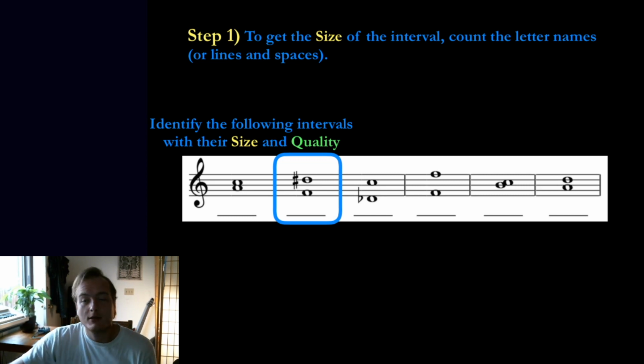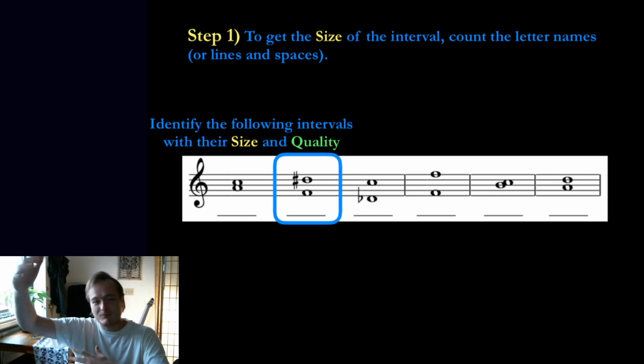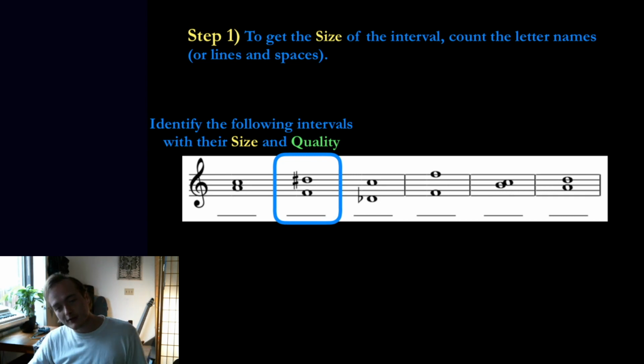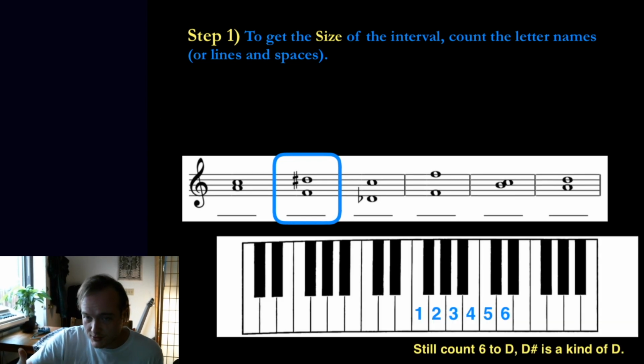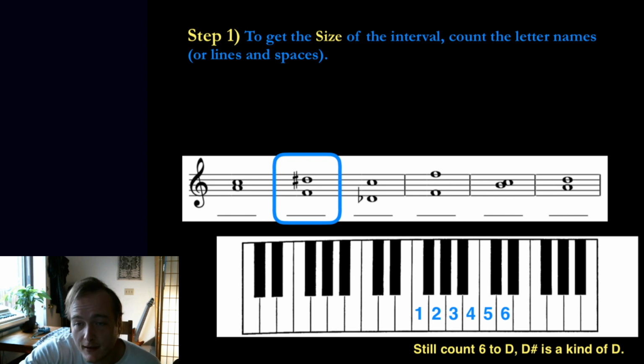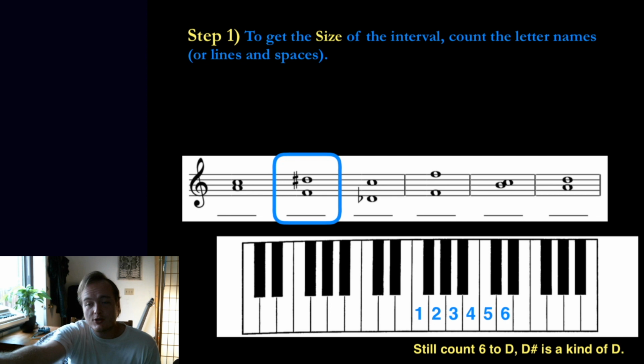Because this is a pretty big interval. Notice that with small intervals, inverting them actually makes it harder, because then you have a big interval to deal with. You want to get intervals small so they're easy to count, then invert them back to their big size. With this one, we can easily count the size, as I said. The size is just 1, 2, 3, 4, 5, 6, up from F to D. So counting on the keyboard, you can see there. Now, we're still counting to D, like in the last example, because D sharp is a kind of D. So we're counting 1, 2, 3, 4, 5, 6 to D. It's some kind of sixth from F to D.